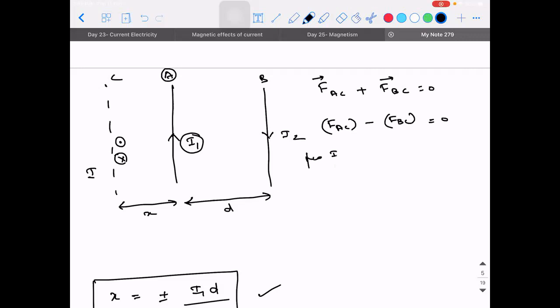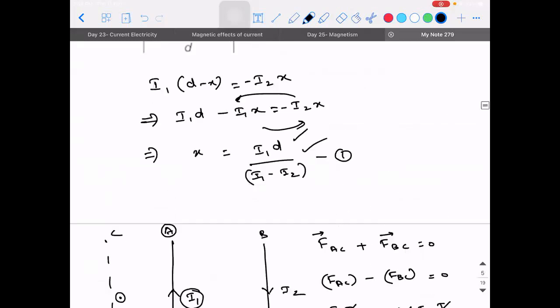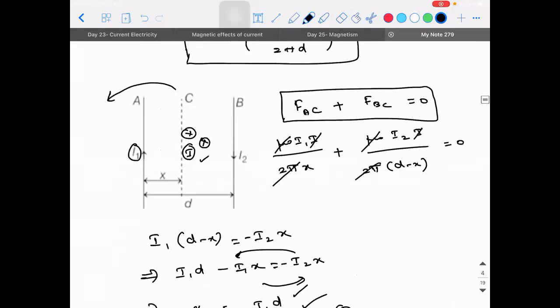Then what will happen? Mu naught I1 I the whole divided by X is equal to mu naught I2 I the whole divided by D plus X, with a 2 pi here. So 2 pi gets cancelled, mu naught I. Now if you solve, I think you will get X is equal to minus I1D the whole divided by I1 minus I2. Are you clear with the logic? So to solve these kind of problems, we need to first take the direction of magnetic field, and based on that, we will have to understand whether the forces are going to get added or subtracted.